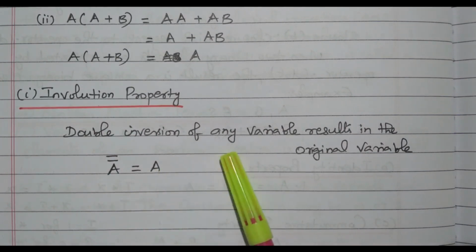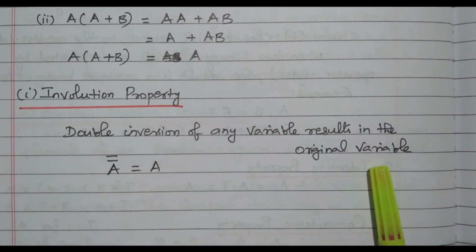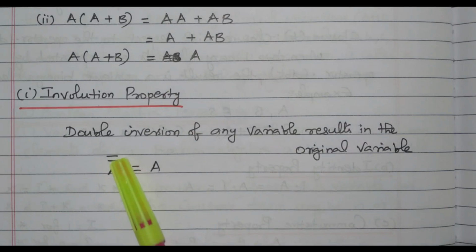Double inversion of any variable results in the original value. So A bar double bar again gives A. Suppose A equal to 0, then A bar will be 1. Again taking the bar, it becomes 0 again. Right? So while taking double inversion we get the original value. A double bar equal to A. So in this video we discussed the properties available in Boolean algebra in order to simplify.